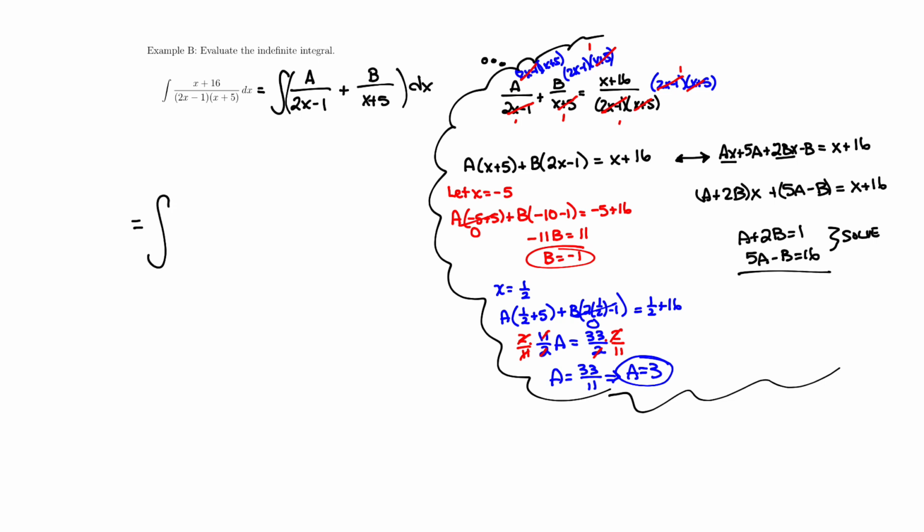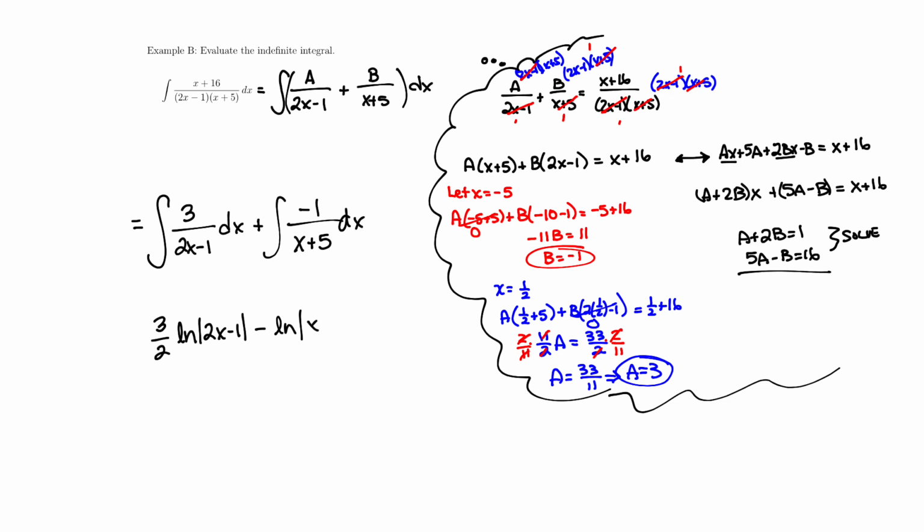So when you went to integrate, you put 3 over 2x minus 1 dx, negative 1 over x plus 5 dx, and you should get 3 over 2 times the natural log of 2x minus 1, minus ln of x plus 5. Is that what you guys got? Who's got a question? Yeah, Jaden. Where did that 2 come from? Which 2? The one underneath the 3.